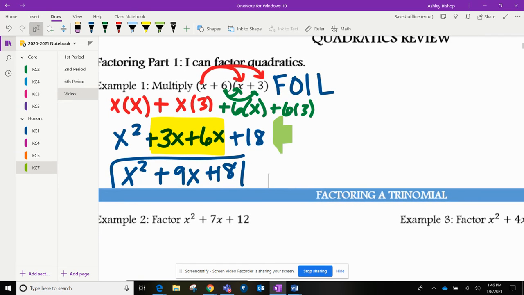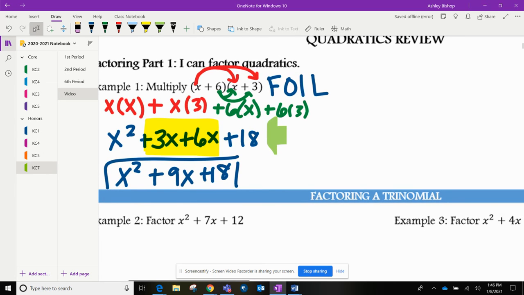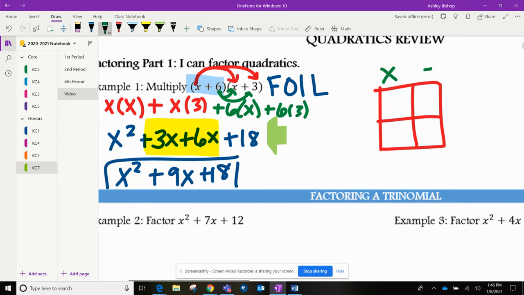It may take a little bit of jogging down memory lane for you, but I'm sure you are comfortable with it. And we need to know how to do it though. So if you need more practice, just let me know. You may have also learned the box method. So the box method is very similar. We're going to draw a box with 4 boxes inside like this. The first binomial, x plus 6, I'm going to write along the top, x plus 6. Keep the operation with the number. And the second binomial, x plus 3, I'm going to write along the side. x plus 3. And then what goes inside these boxes is the answer to the multiplication.